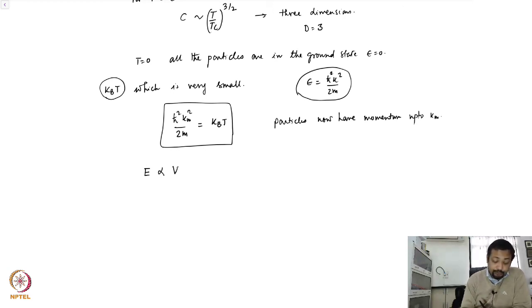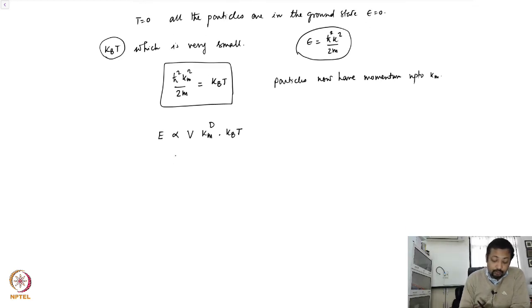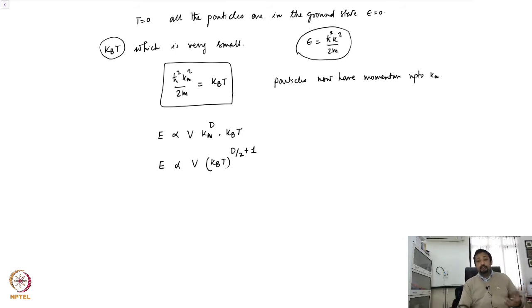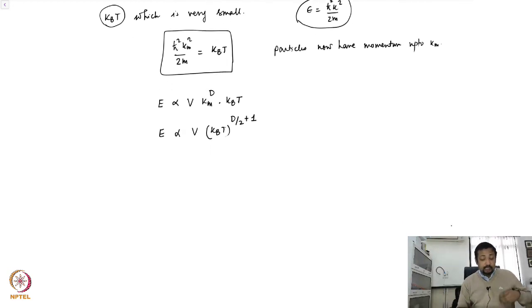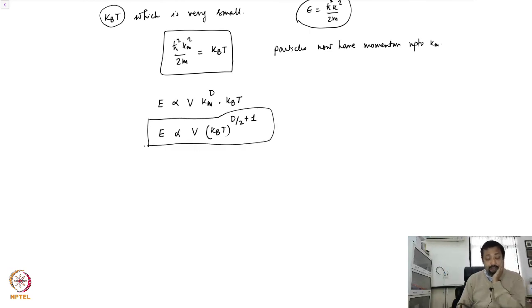Now the energy, it's a very simple understanding. The energy is proportional to the volume and to the density of states, which goes as km^(d-1). Now each of these particles which are now excited will carry an energy kBT, so that the total energy of the system goes as proportional to V km^d times kBT, right? Which becomes V (kBT) raised to the power d/2 + 1. I'm not worried about the factors over here. There is a proportionality constant. I can lump everything together in the proportionality constant. If you look at this structure of the energy, for any arbitrary dimension, the energy must go as T to the power d/2 + 1.